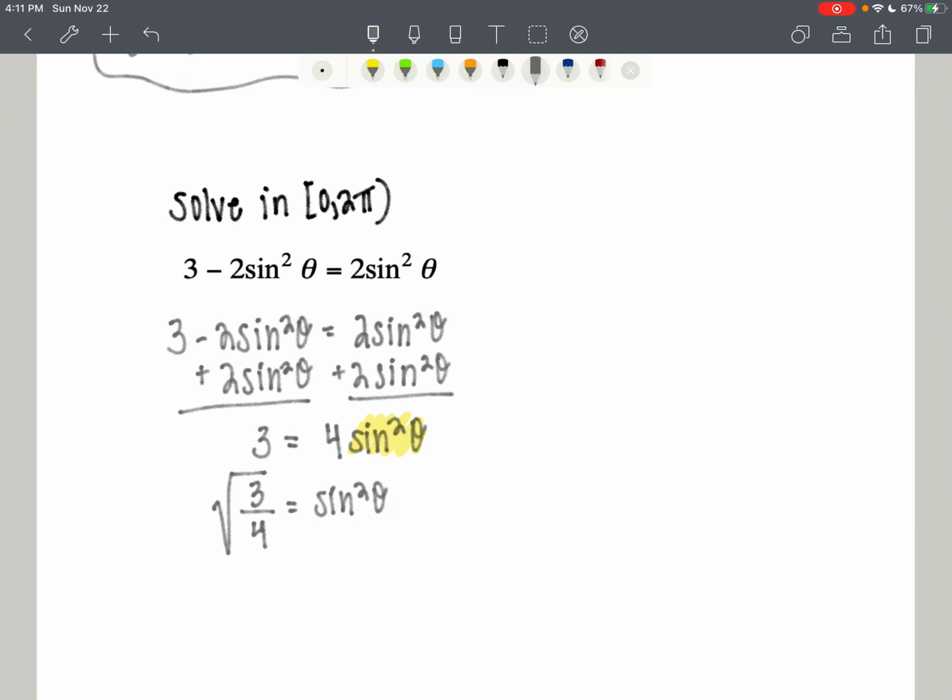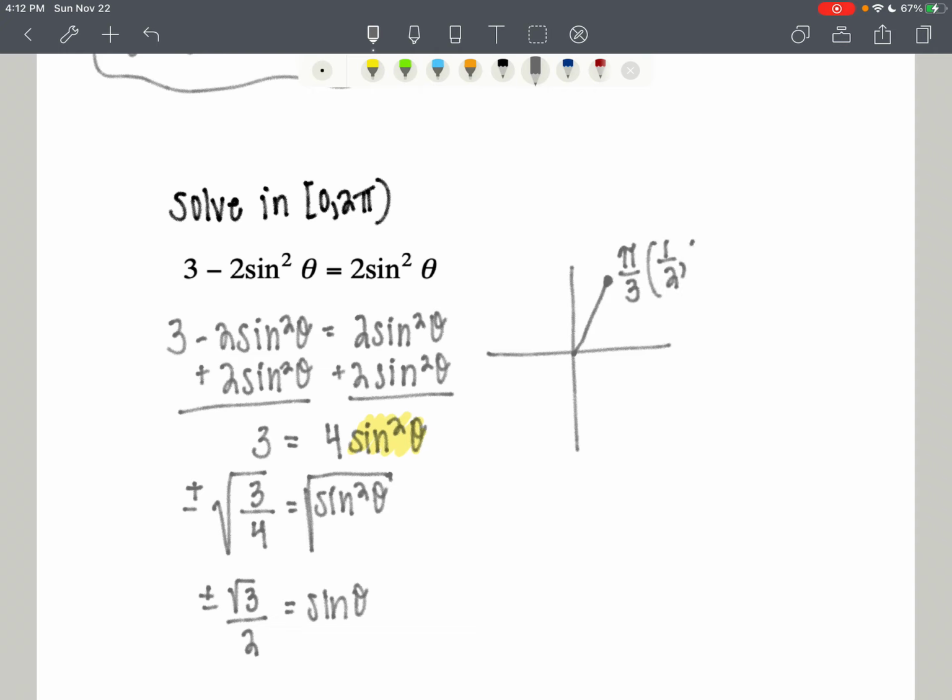Now I'm ready to square root both sides, and when I do that, I have a plus or minus. So we have plus or minus the square root of 3 over 2 is equal to the sine of theta. Well, when I draw my quadrants, this is a pi over 3 angle, 1/2, square root of 3 over 2. And we want both positive answers. So here's our positive answers. That's going to be pi over 3 and 2 pi over 3. So theta equals pi over 3 and 2 pi over 3.